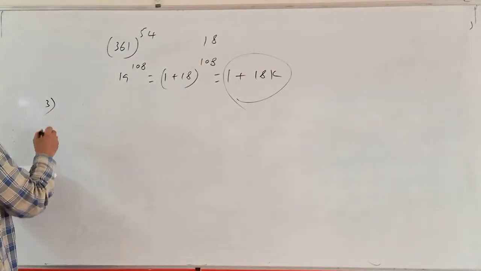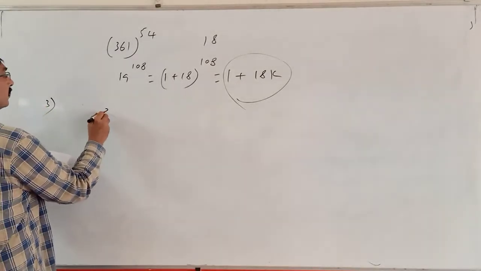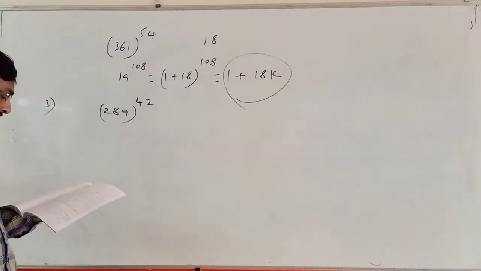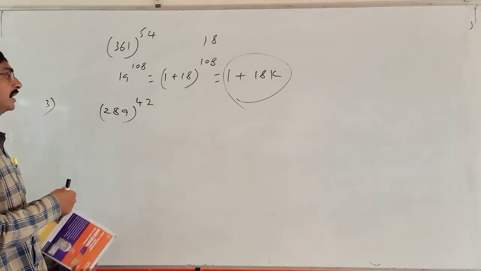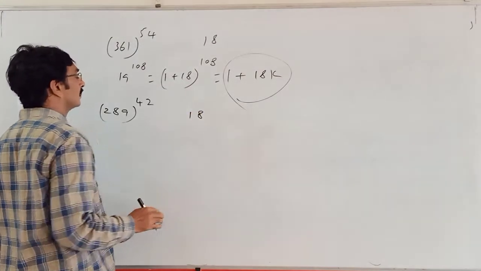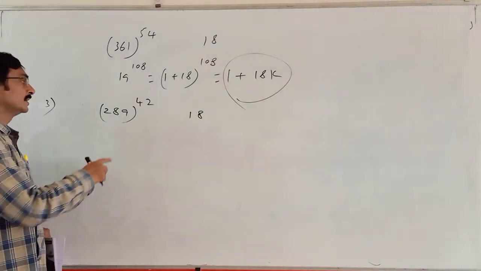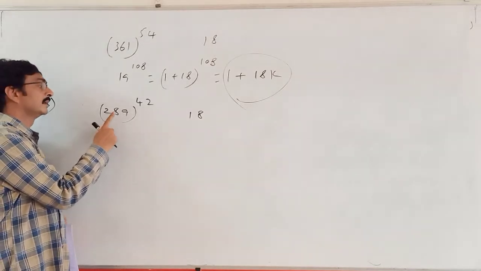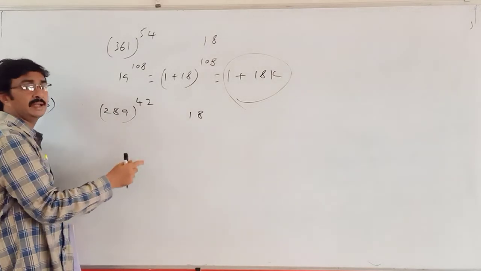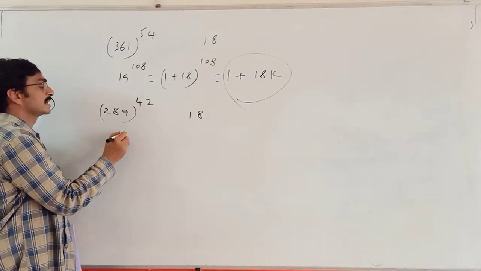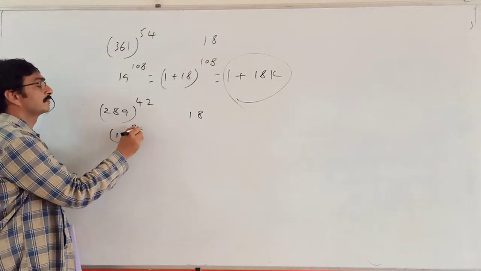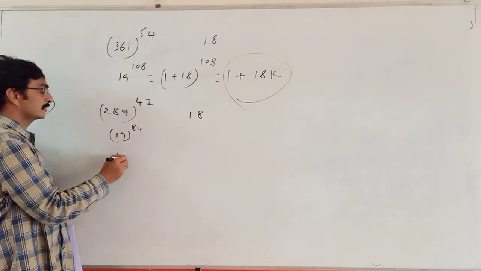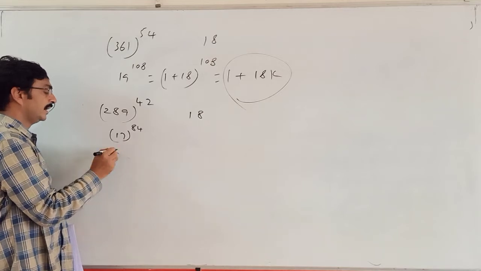Next, third one. Remainder of 289 whole power 42 when divided by 18. Same. This is 17 square. 17 square is 289. 17 can be expressed as 18 minus 1. So first, 17 square whole power 42 means 17 power 84. 17 is actually 18 minus 1.